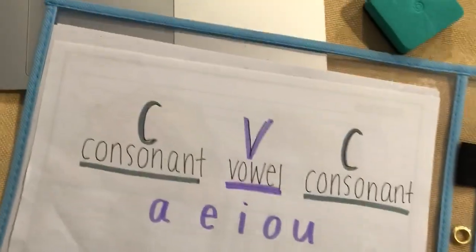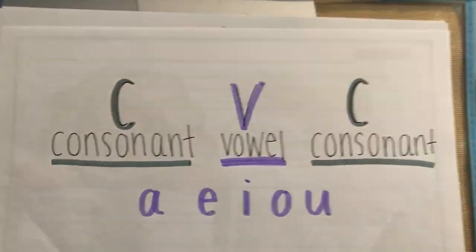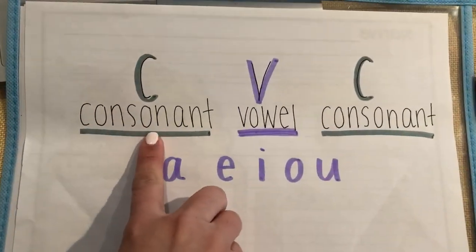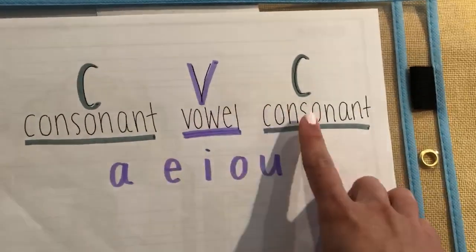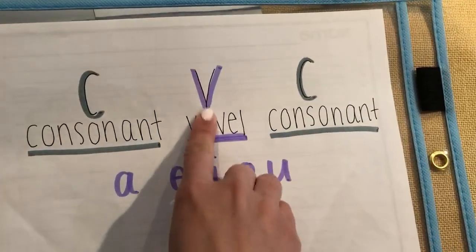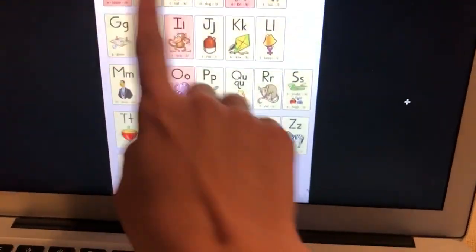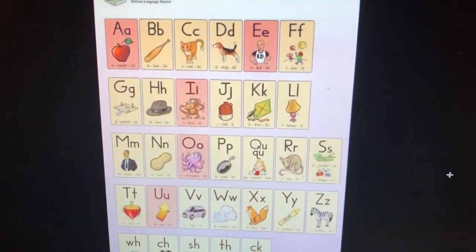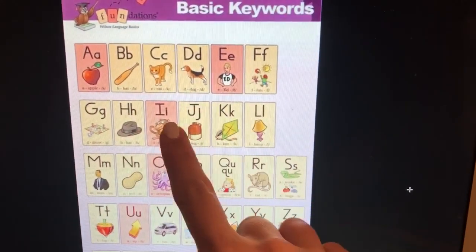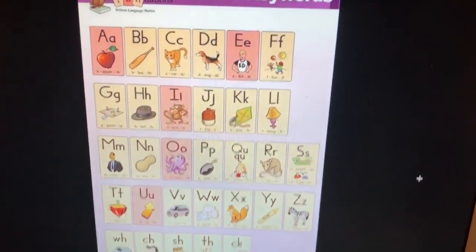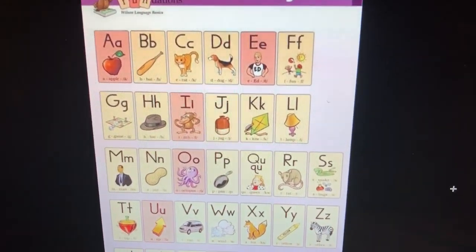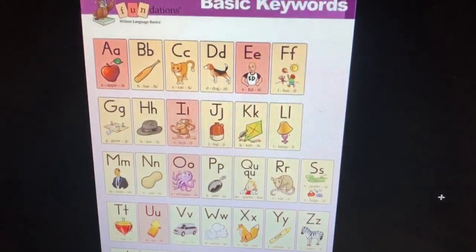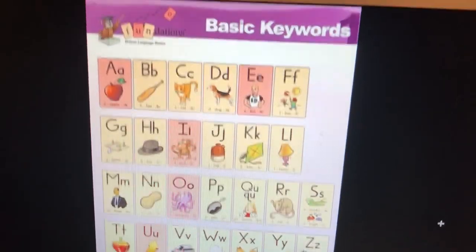I am just going to go over one more time with you what a CVC word is. A CVC word is a word that has a consonant, then a vowel, and then a consonant. Remember, if you look at our foundations board, all of our vowels are the pink cards. So our vowels are going to be A, E, I, O, and U. We know those are vowels because vowels have two sounds. They have a long sound and a short sound.